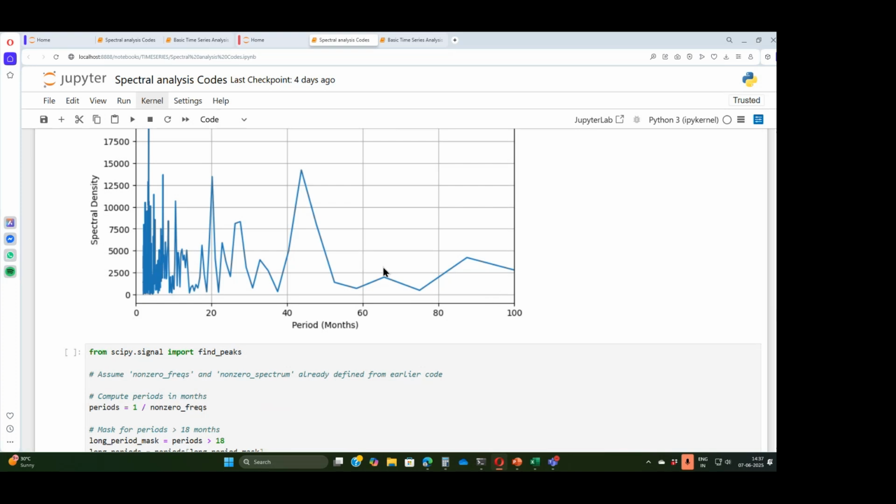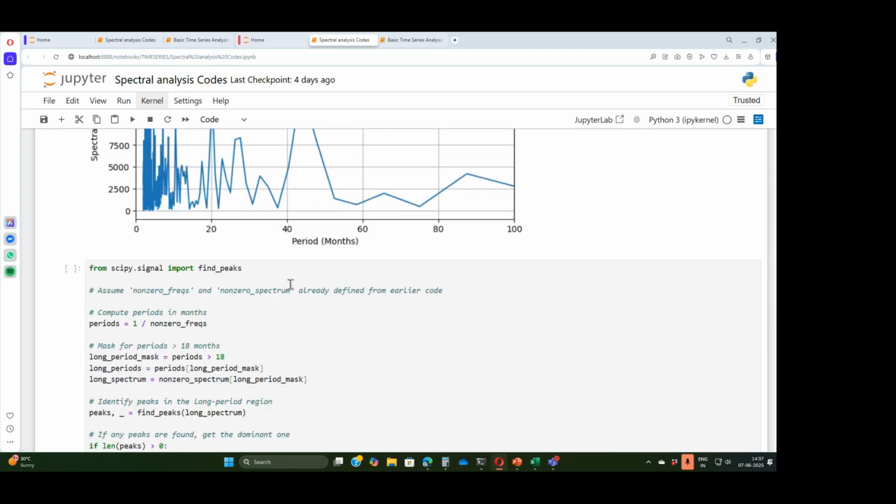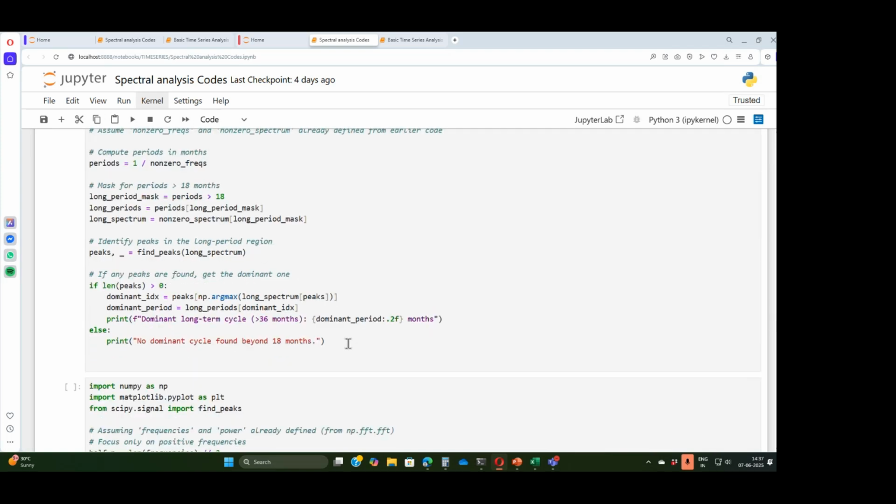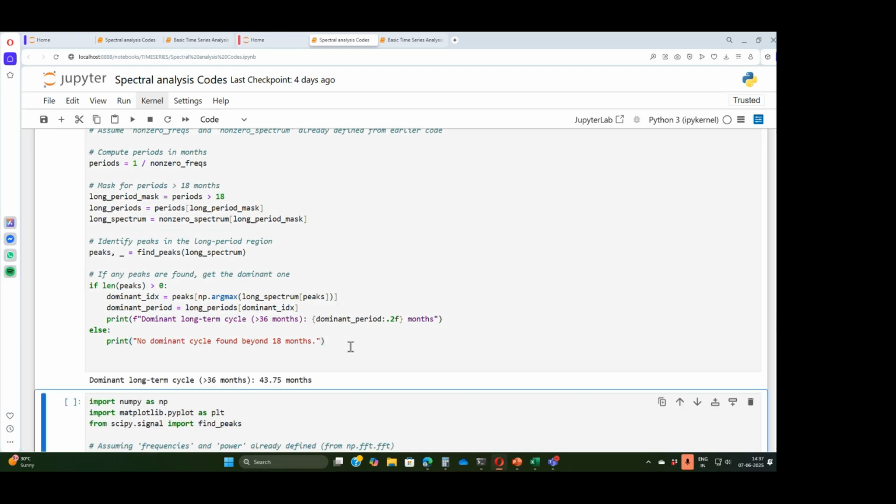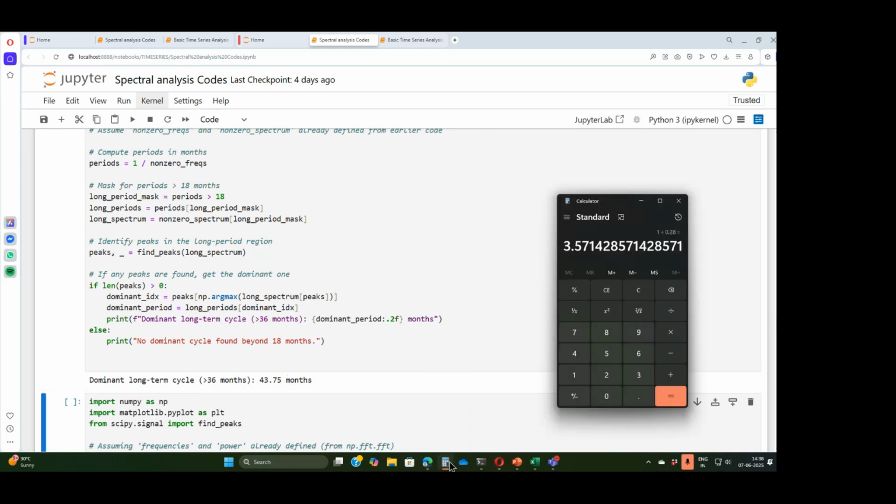Look, it increases this way. There are a lot of short cycles also. There's a 20-month cycle also. There is a 43-month cycle. And then I tell the computer, please identify them, because why should I do it? ChatGPT will do it for you. And it says the dominant frequency is 43.75 months. Now, 43.75 months is how much?